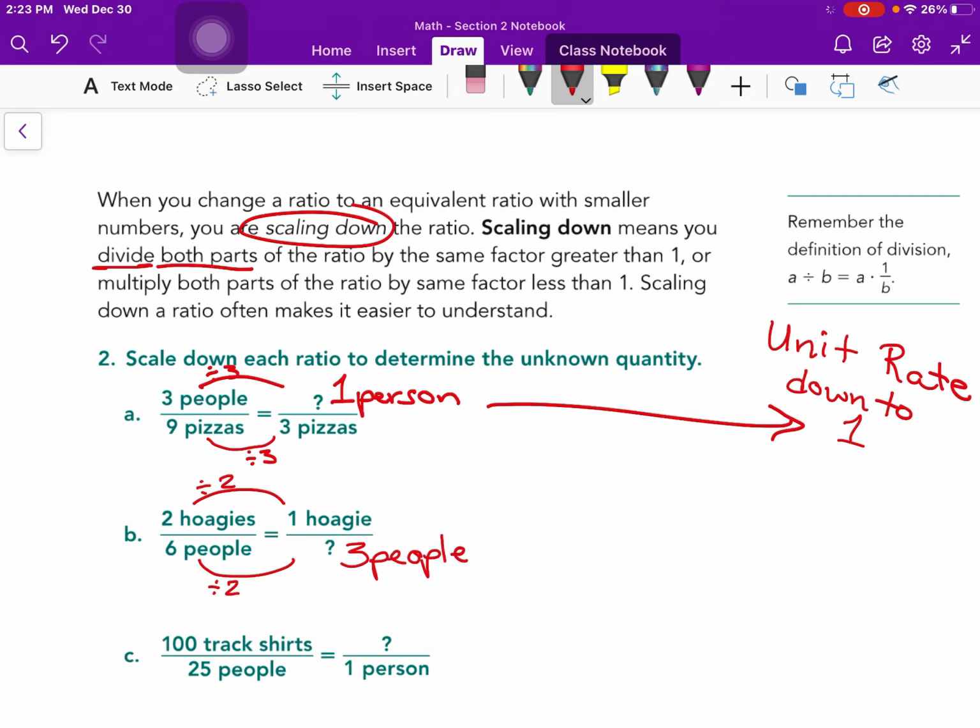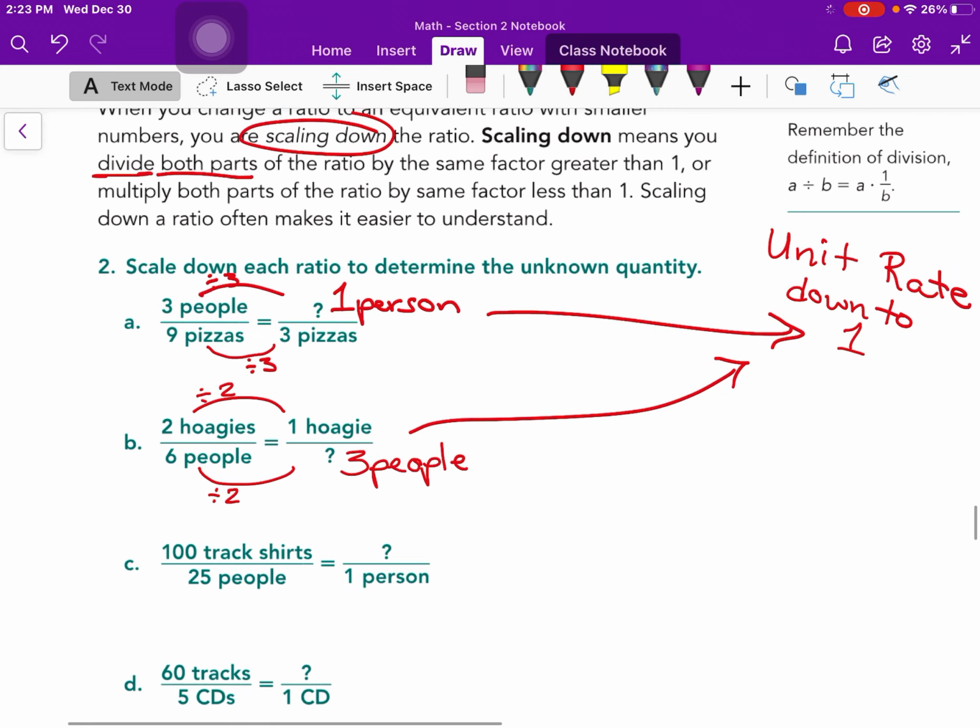Again, this is one that's called a unit rate because we have one of the numbers got down to 1. So there is 1 hoagie for every 3 people. Sounds a little backwards. 1 person gets 3 pizzas, but there's only 1 hoagie or sandwich for 3 people. Weird. Let's try one last one together.